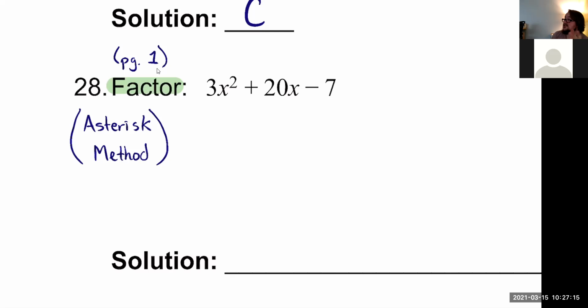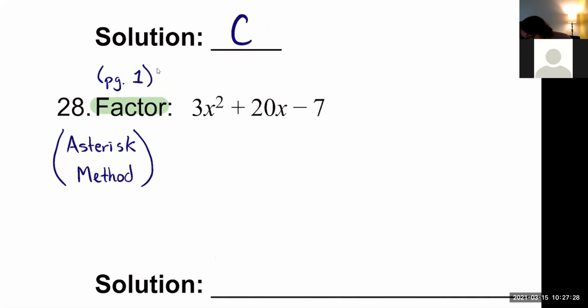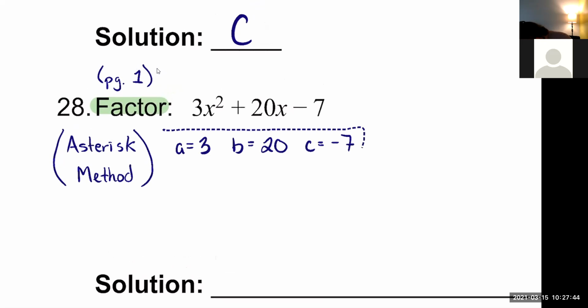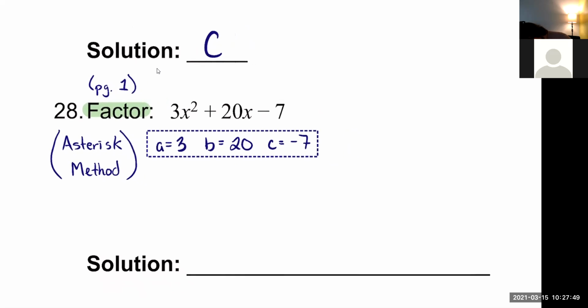Which means they only have factors of 1 and themselves. And that means that 3 and 7 only share a factor of 1. So for our purposes, no greatest common factor that we could use here. So then I jump into my asterisk method, and for that I need it in descending order, which we're in luck, it already is. And from that I need my A, which is 3, my B, which is 20, and my C, which is -7. Top is -21. Right, so let me set up my little asterisk here.